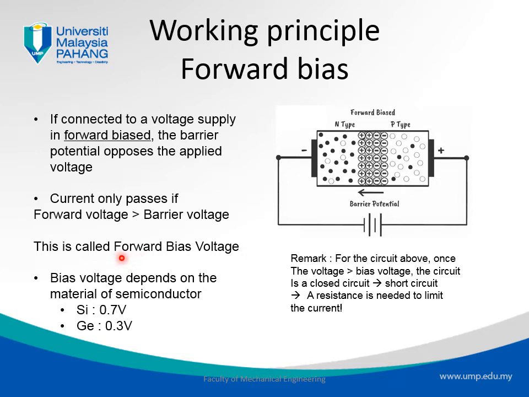So what's the amplitude of the voltage that we need in order to make the current go through a diode in forward bias? Well, it depends on the material of our semiconductor. Just now, I mentioned there are two types of semiconductor materials that we use a lot, either silicium or germanium.